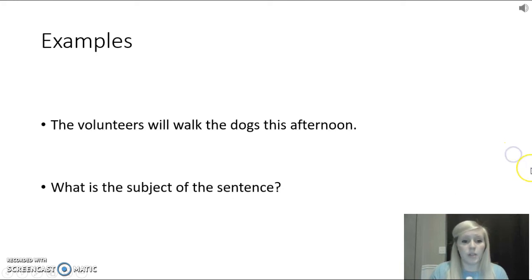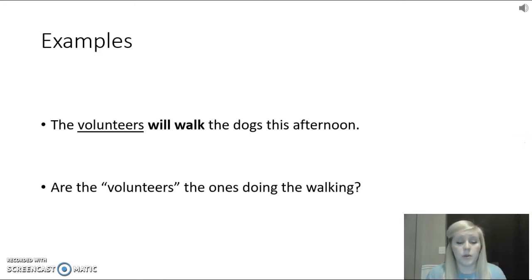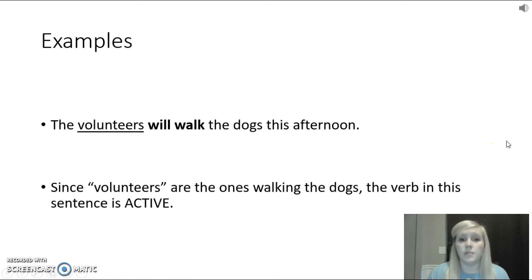All right, another example. The volunteers will walk the dogs this afternoon. What's the subject of the sentence? It's volunteers. What's the verb? It's will walk. Notice that we have our helping verb will with our main verb walk, and together they make the verb of the sentence, will walk. Are the volunteers the ones doing the walking? Yes. So since volunteers are the ones walking the dogs, the verb will walk is active in this sentence.